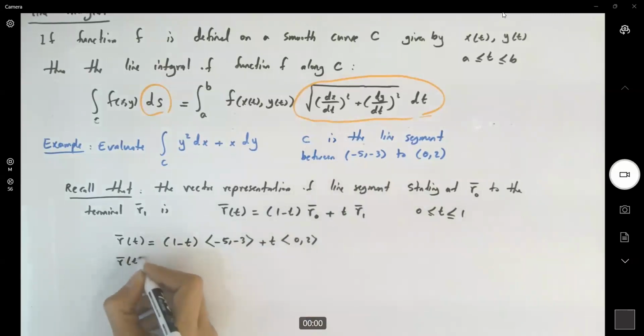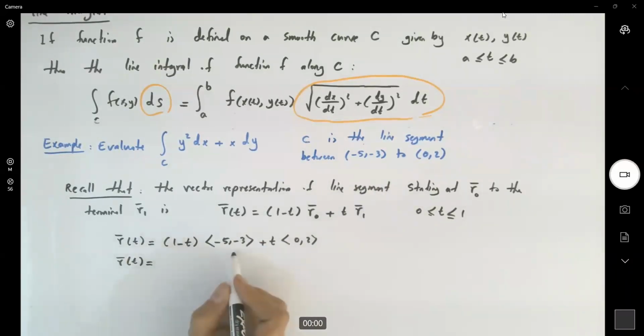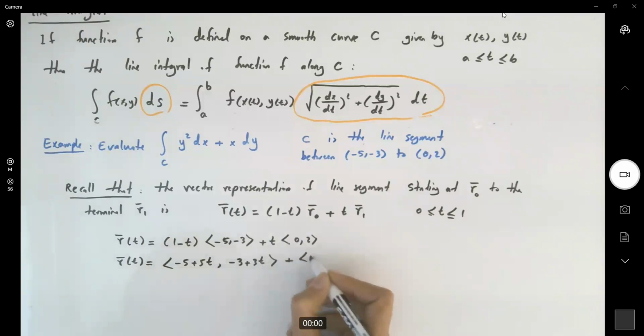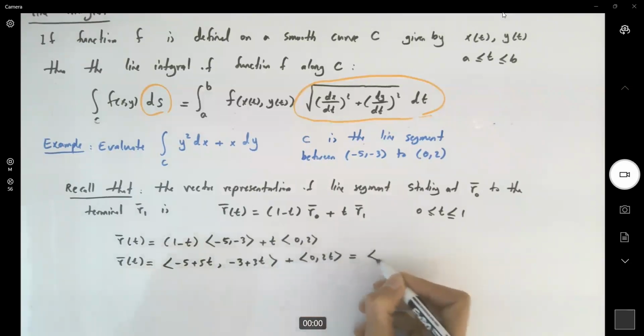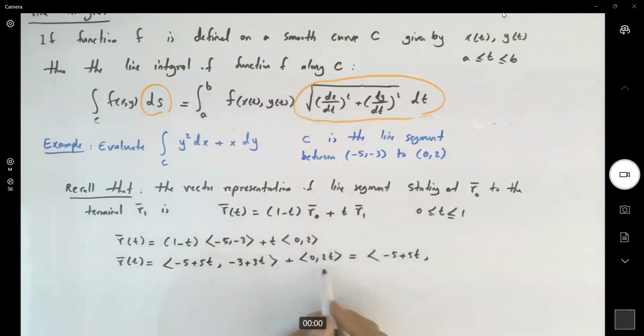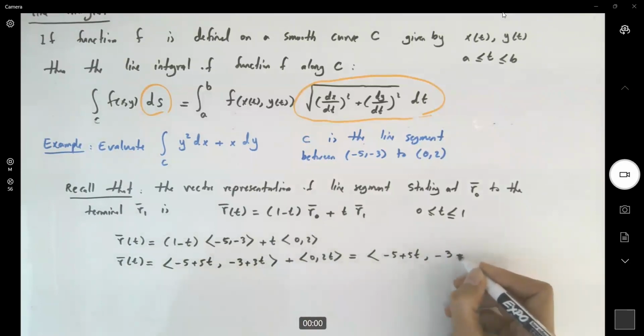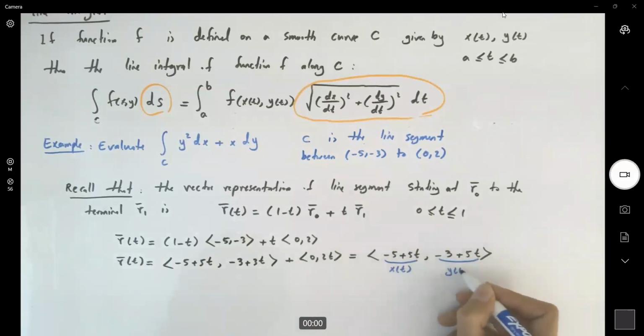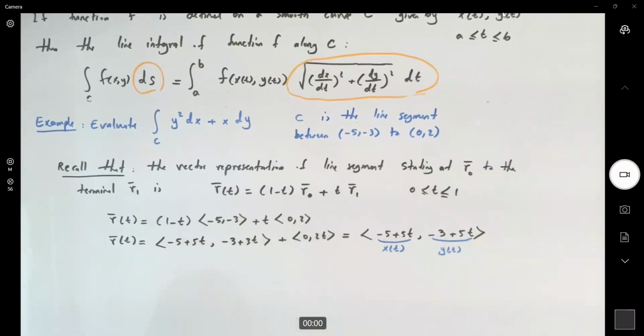So R of t is equal to, here you have -5 plus 5t, comma, -3 plus 3t plus 0 and 2t, which gives me, if I add the first components, -5 plus 5t, and if I add the second components, -3 plus 5t. This is my x, and this is my y. x of t, and this is my y of t. Now you have something to work with.